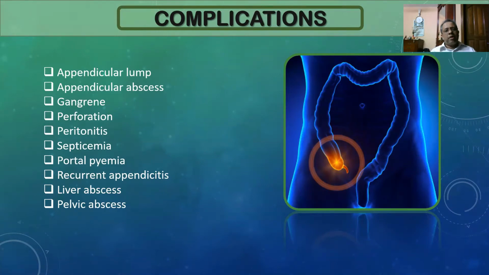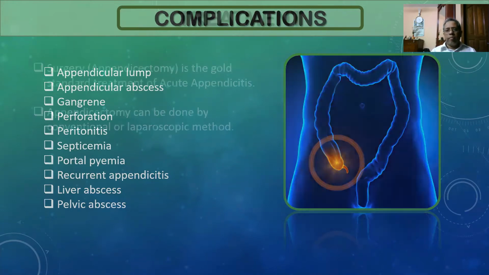That portal pyemia can localize and settle in the liver and form an abscess, which is a liver abscess. Or sometimes the appendicitis resolves, and after a few weeks or months there is pain again and the patient presents with recurrent appendicitis, or with a pelvic abscess. These are the complications of acute appendicitis if you don't treat. If you treat earlier, you can avoid a lot of these complications.